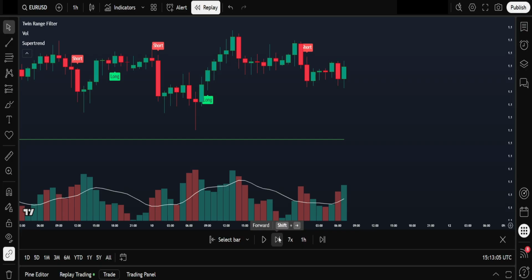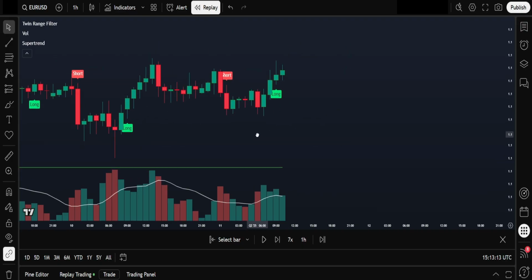Now we wait for Twin Range Filter to print a long signal. It prints. We do not jump early. We let the signal candle close. At the open of the next candle, we enter long.